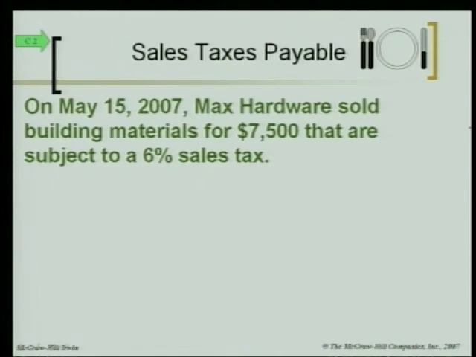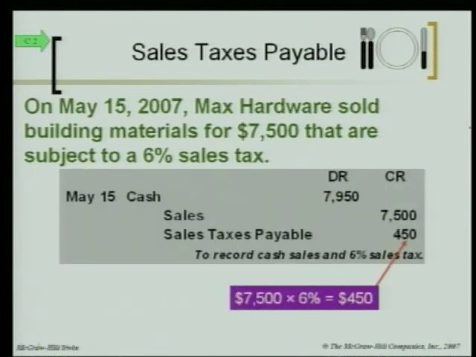Looking at this example, on May 15th of 2007, Max Hardware sold building materials for $7,500. There's a 6% sales tax. So this customer doesn't just give us cash of $7,500. 6% times $7,500, if that's the sales tax rate, is $450, right? So we're going to actually get cash from our customer of the $7,500 plus that sales tax of $450, so a total of $7,950. Okay? But that cash isn't ours, at least $450 of that, right? So we have to set up a liability, a sales tax payable to the government for $450. Okay?